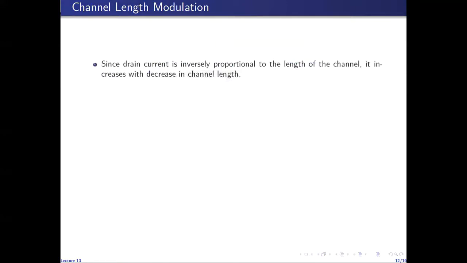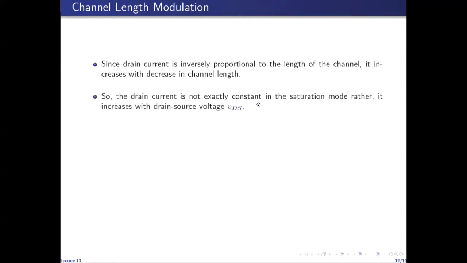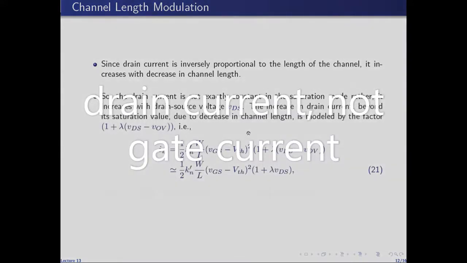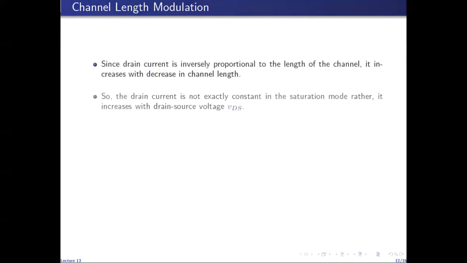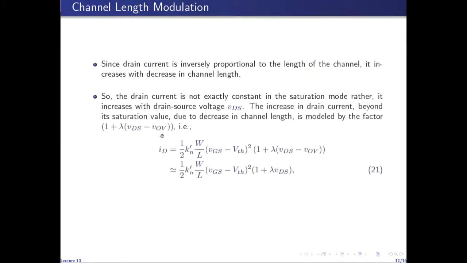Since the drain current is inversely proportional to the length of the channel, as the length of the channel is decreased, the drain current will increase. So the drain current is not exactly constant in the saturation mode. As the length of the channel decreases, the drain current will increase. So increasing VDS beyond VOV will further move the pinch-off point towards the source. Hence, it will further decrease the length of the channel, which means that it will further increase the drain current. So increasing the drain to source voltage will increase the drain current because the effective length of the channel will keep on decreasing with increase in VDS.